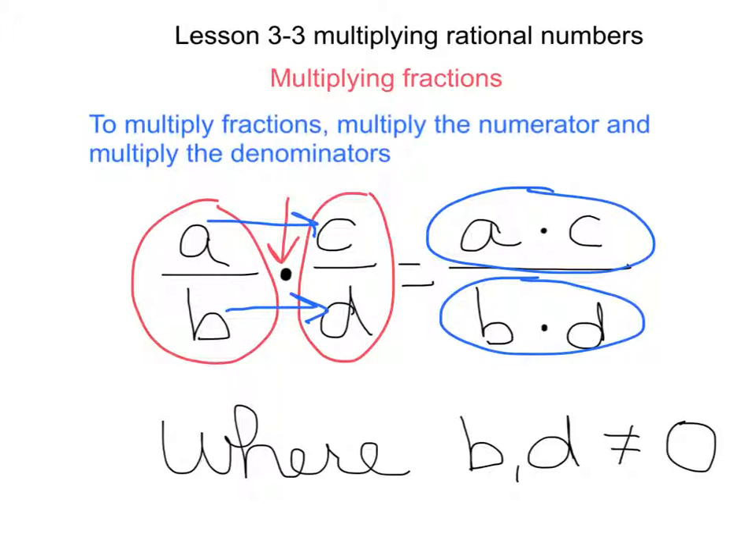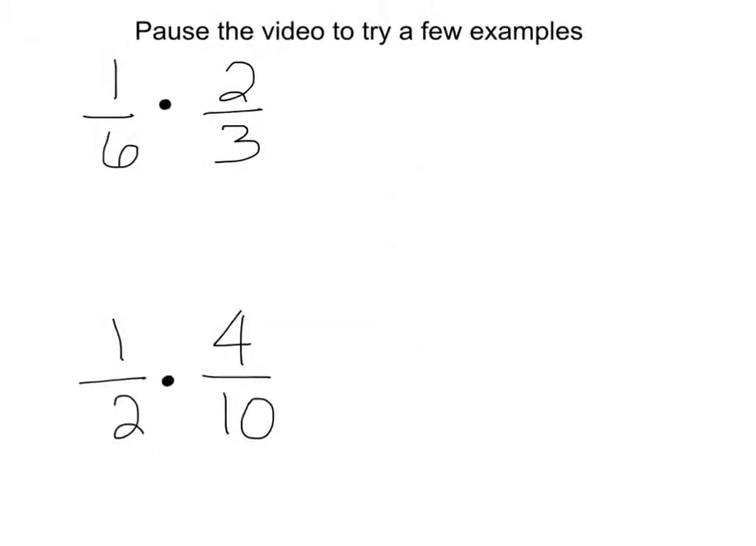This only applies where B and D are not equal to 0, because we know that we cannot have 0 in the denominator of a fraction. So pause the video here just to try a few examples on your own.